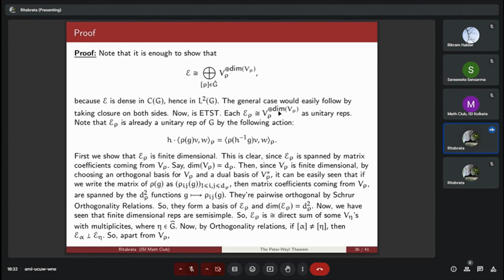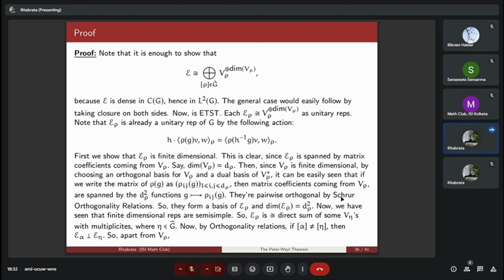So first we show that η_ρ is finite dimensional. This I have already shown. It has dimension d squared. There are matrix entries ρ_ij(g), these functions from G to C, that are the matrix entries of the d cross d matrix. They form the orthonormal basis of the matrix coefficients coming from ρ. So the dimension of η_ρ is in particular d squared.